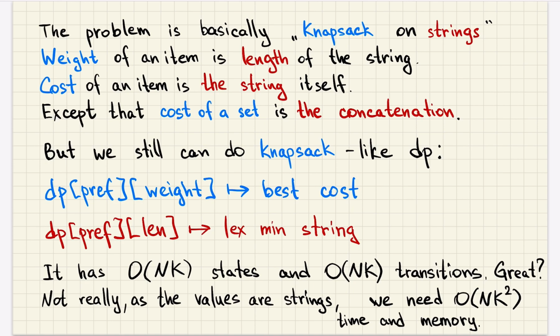This dynamic programming has O(nk) states and O(nk) transitions. So did we solve the problem? Well, not really, because the values are not numbers, the values are strings. So we need O(k) memory to store them and O(k) time to compare them. So to just implement this dynamic programming, we would need O(nk^2) time and memory.